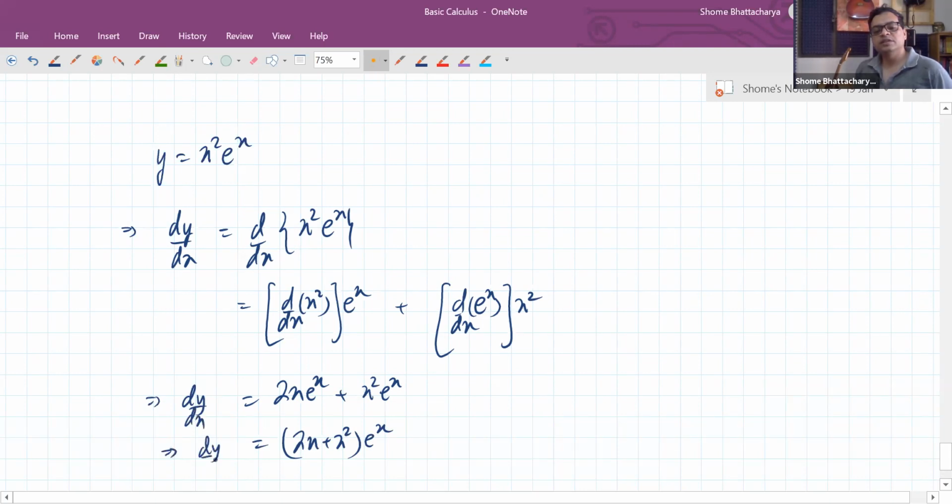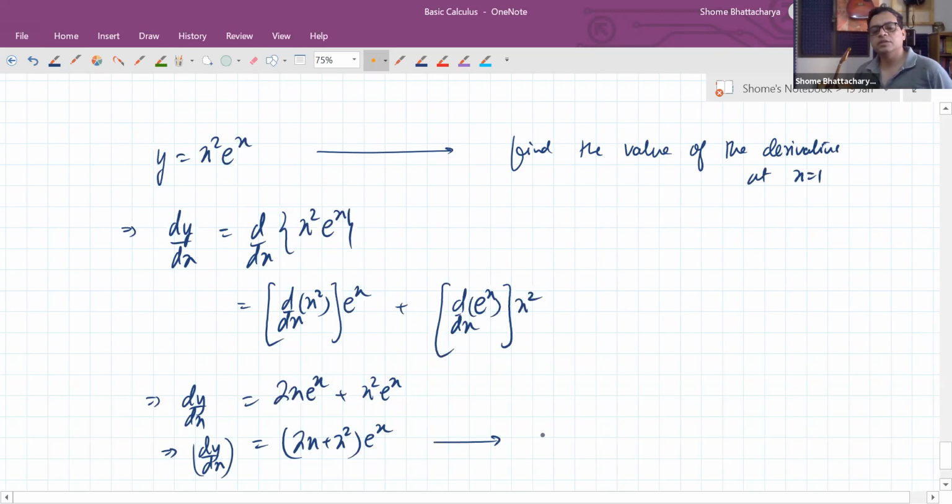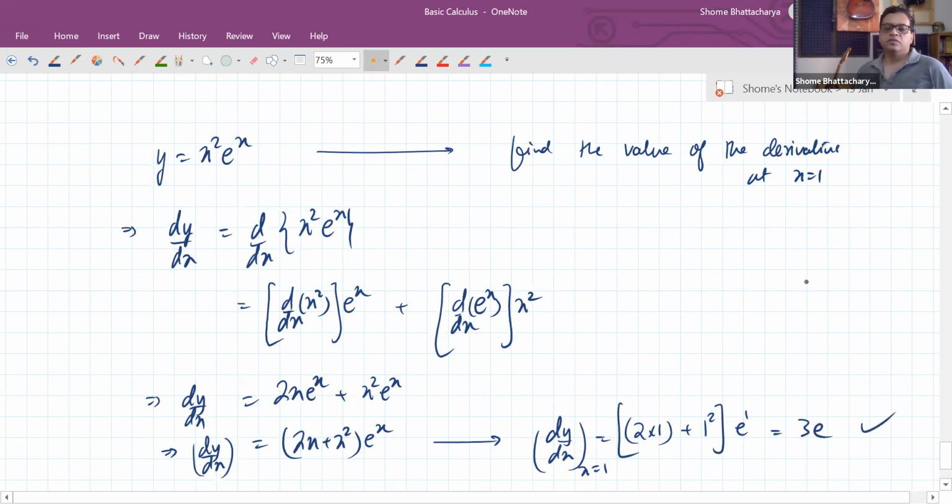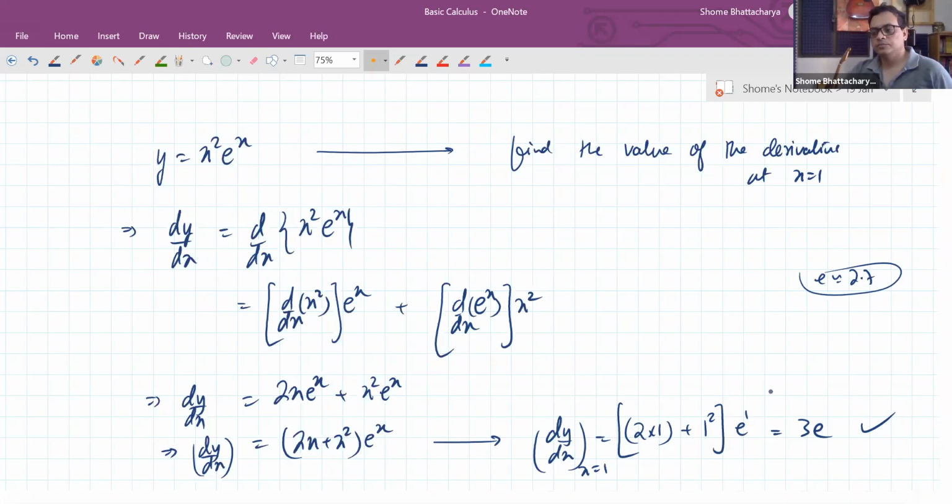Now we need to calculate the value of the derivative at x equal to 1. We will calculate that as 2 into 1 plus 1 square into e raised power 1. So that is just 3e. So that is the value, where e is approximately 2.7, that exponential number, an irrational number. So this is the example of application.